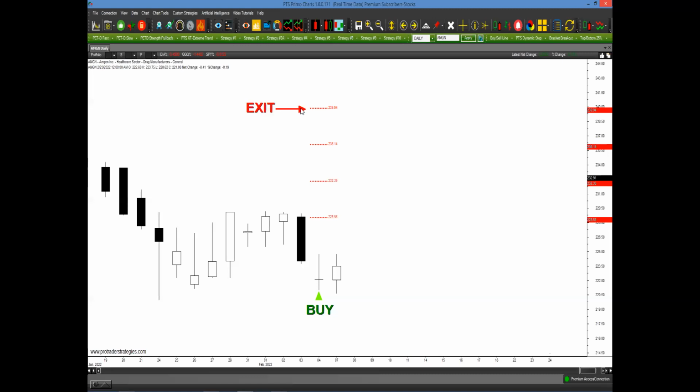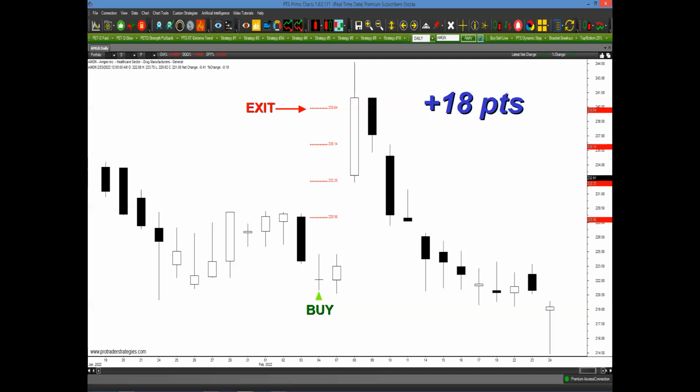So you feel comfortable, you get into the trade, and look what happens. In 2 days, you get up to that limit and you made 18 points. Not a bad little trade, right? But here's the beauty of these exit levels. They're auto-generated on our platform, and oftentimes they can pick the tops. It's a really great thing to have. This is just one of our many techniques, but it's one click away on the platform.